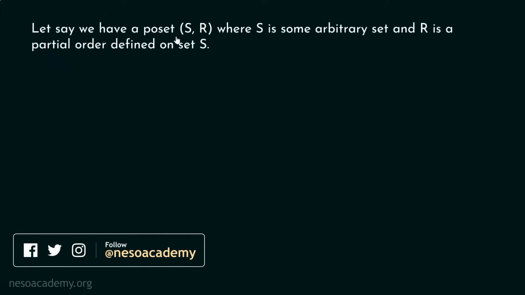Let's say we have a poset (S, R) where S is some arbitrary set and R is a partial order relation defined on set S. Now let us consider the definition of least element or minimum element.